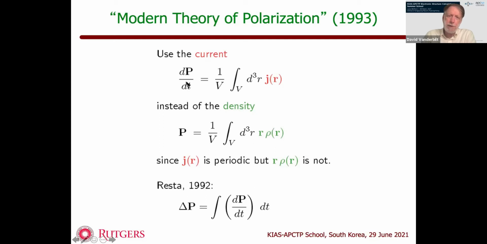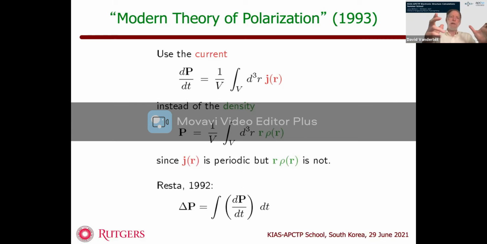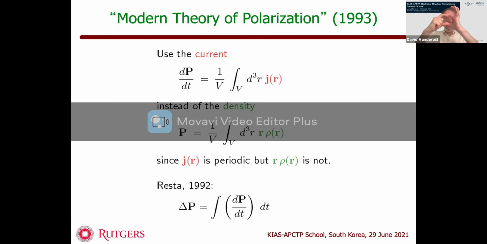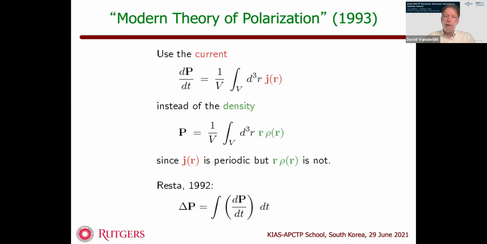So suppose I have some crystal and I'm slowly moving one sublattice into a new location. And so I'm changing the polarization, the electric polarization. The change in polarization with respect to time is a current. And I should be able to get that current by looking in one bulk unit cell and integrating the current that flows in one bulk unit cell and dividing by the cell volume. And I can do that because the current is a periodic function of a coordinate. While what I was trying to do before, which is to consider R times rho, that is not.